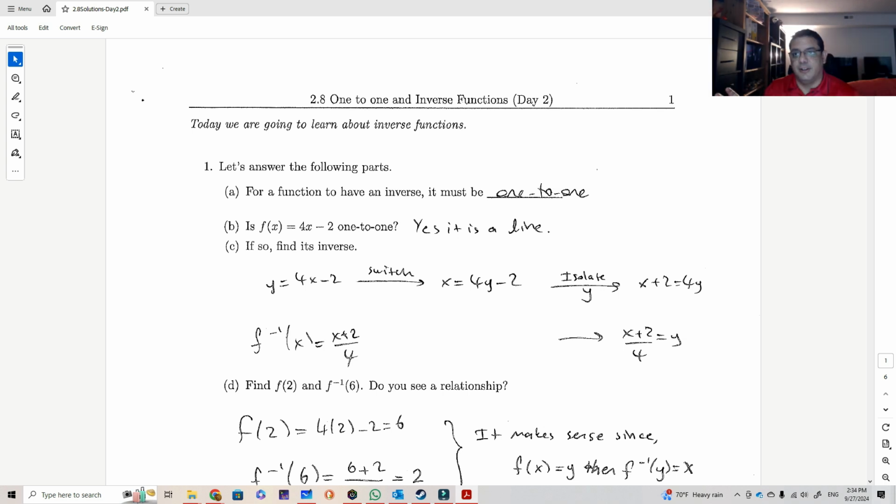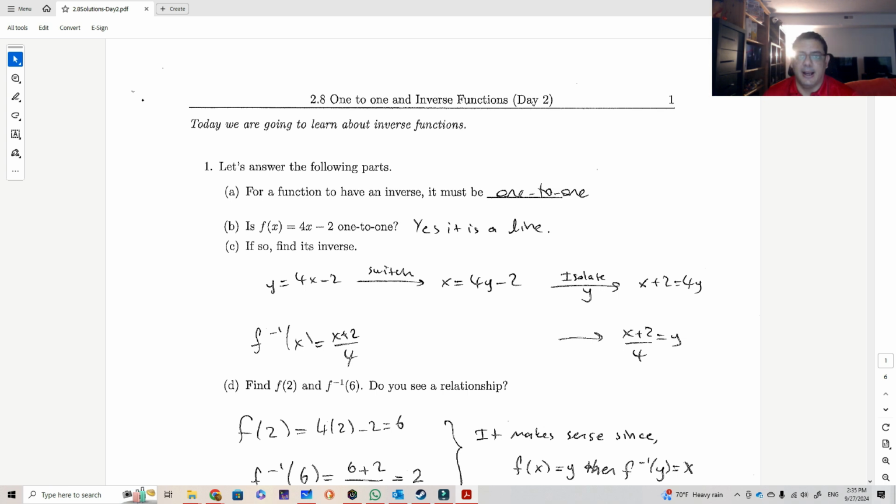So the first thing that we do is, we have y equals 4x minus 2. We're going to switch the input and the output. And now we have x equals 4y minus 2. And now we're going to isolate and solve for y. So now we have that x plus 2 is 4y. And then x plus 2 over 4 is going to be y. And we have that f minus 1 of x is the function x plus 2 divided by 4.